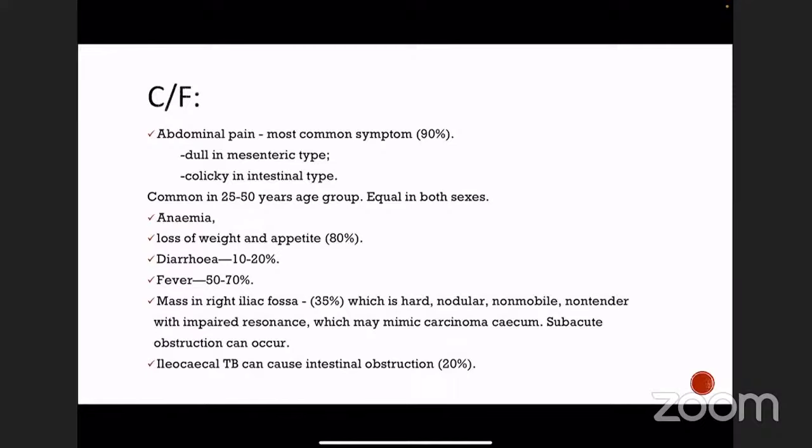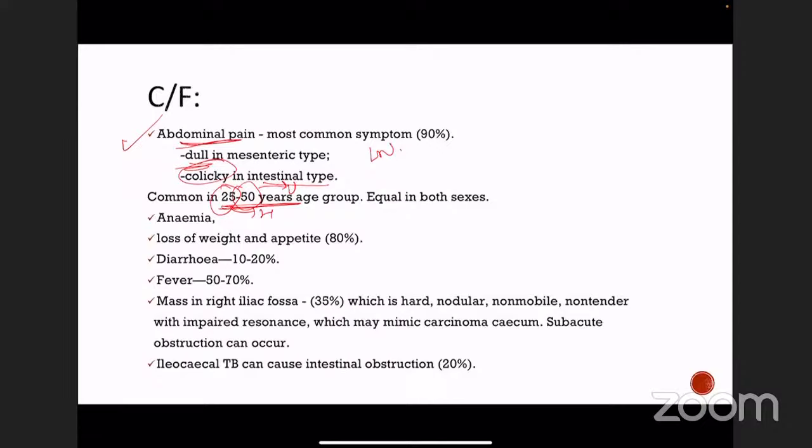There is abdominal pain, obviously, because there is an ulcer, or a hyperplastic change, or a constipation-like picture. The patient will have abdominal pain. It will be colicky in intestinal type. If lymph node or mesentery is involved, it will be dull in type, right? It is common in 25 to 50 years of age; young age, hyperplastic; old age, ulcerative, or it can be mixed, right? Equal in both sexes. The patient may present with anemia, loss of appetite, diarrhea, fever, already explained to everyone.